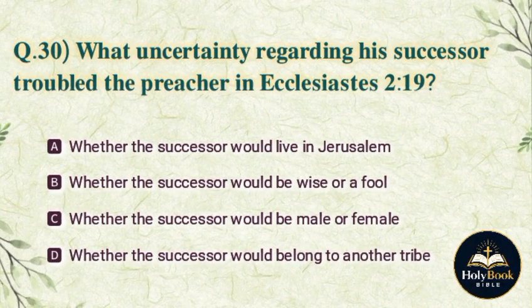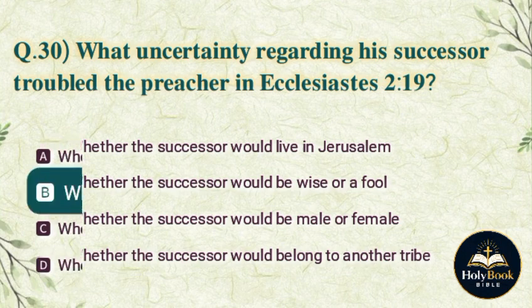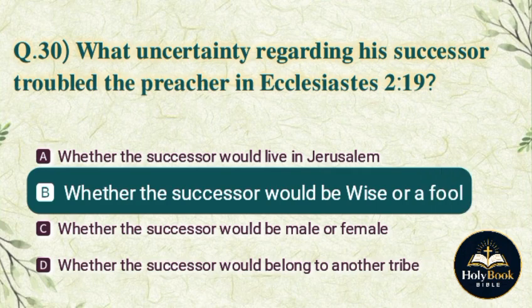Question. What uncertainty regarding his successor troubled the preacher in Ecclesiastes chapter 2, verse 19? Options. A. Whether the successor would live in Jerusalem. B. Whether the successor would be wise or a fool. C. Whether the successor would be male or female. D. Whether the successor would belong to another tribe. The correct answer is option B. Whether the successor would be wise or a fool.